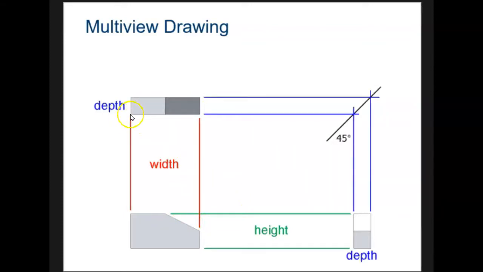For depth, you can draw construction lines at a 45-degree angle, and then you would get your depth. The depth in the top view and side view need to be the same.